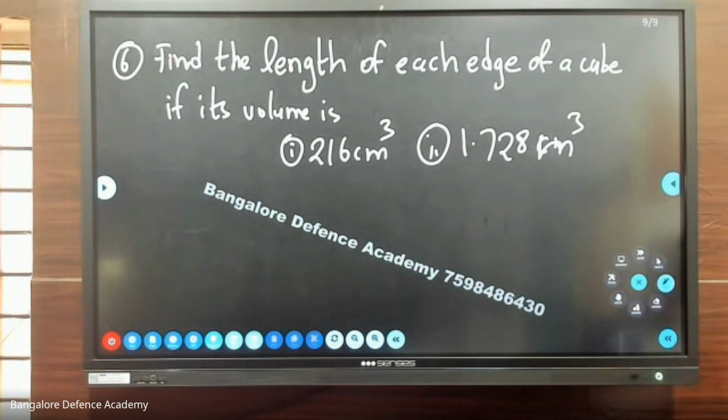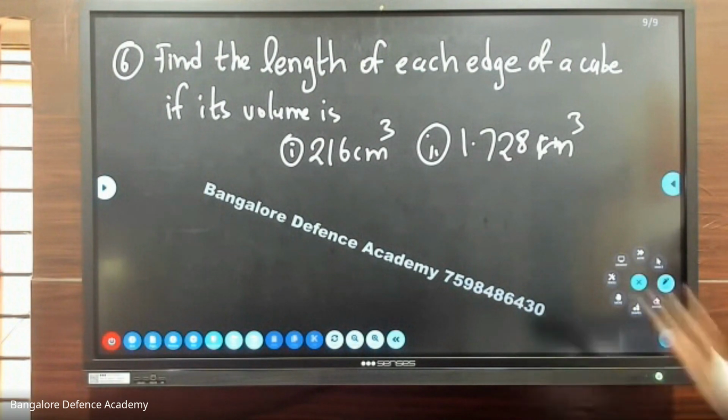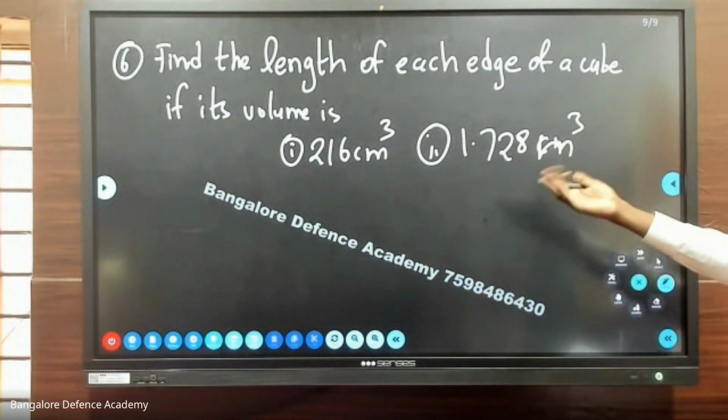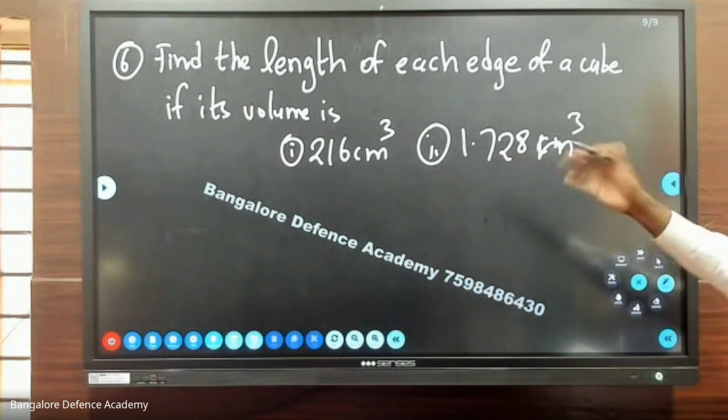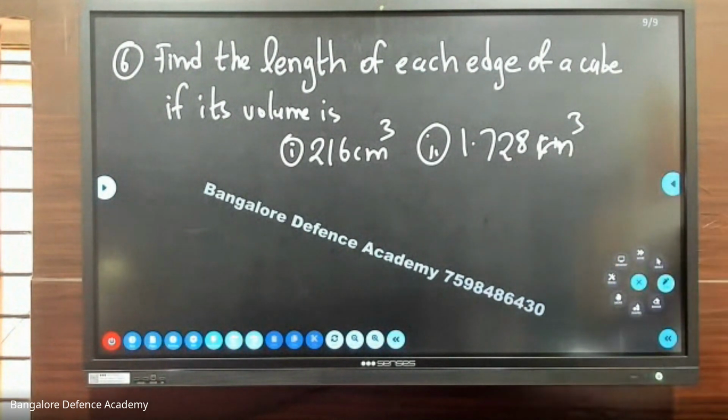Sir, first one it's 6. Length, how much did you get? What is the cube of 6? Just say. 216. Then what will be its cube root? 216 is here, you have this in front of your eyes. That's it. You need not solve. You saved your time. Sir, second one is 1.2.